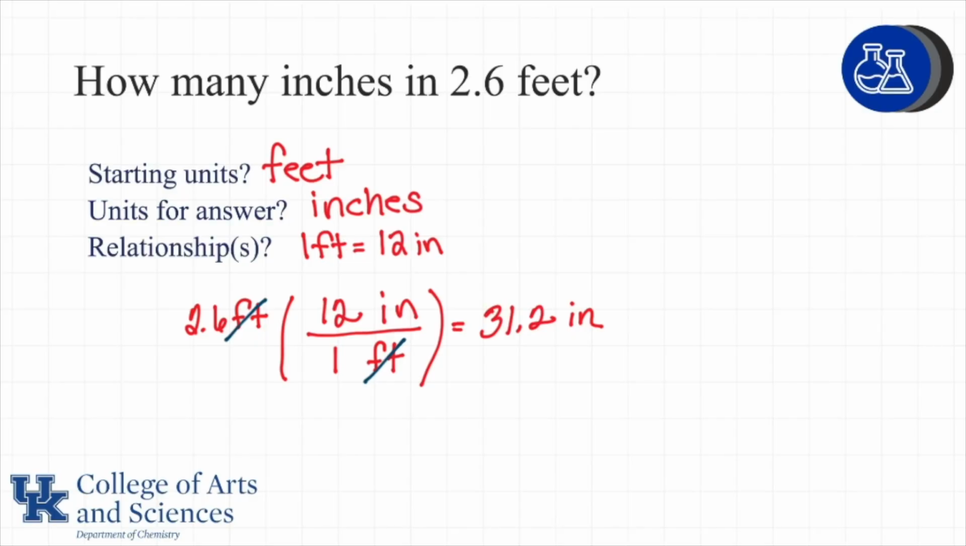However, we can't just leave it as 31.2 inches. We have to look at the correct number of sig figs. When I look at my original number, I have 2.6, which has 2 sig figs. If I look at 1 foot equals 12 inches, those are exact numbers because that's a definition, so we don't look at sig figs for that. So the only number we're dealing with is 2.6, 2 sig figs there, so our answer must also have 2 sig figs. So we round that to 31 inches.